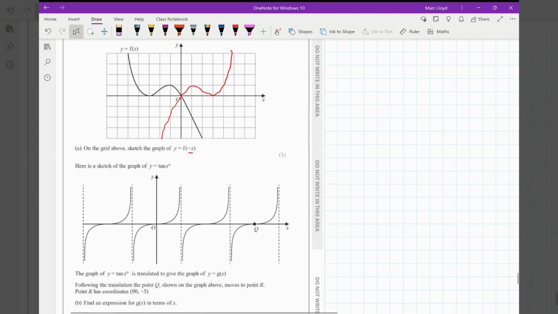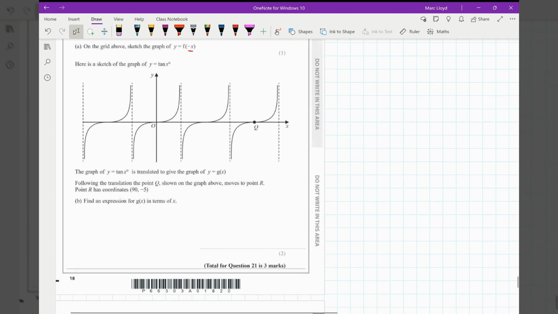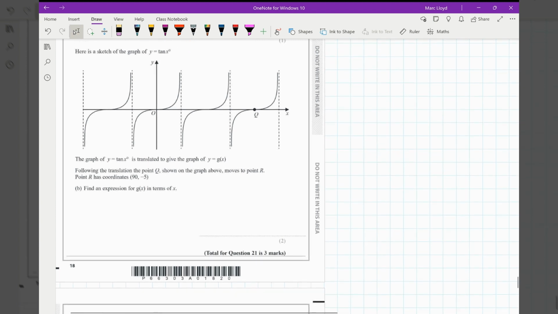That looks quite pretty. Okay, now we've got a sketch of the graph y equals tan of x. So this is 90, 180. Like to have these diagrams illustrated. The graph is translated to give g of x, and following the translation, Q, which is at 360, 0, is then at 90, minus 5. So 90 was somewhere there. So that'll be where R is.